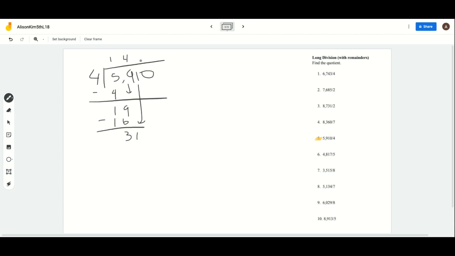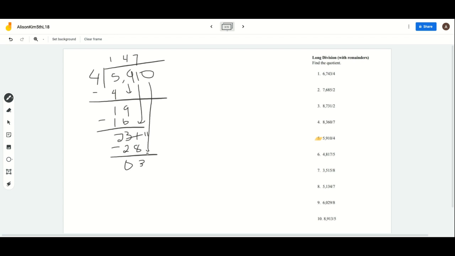4 times 8 equals 32, and that's a little bit too high, right? So we're going to stick with 7. And 7 times 4 equals 28. So we're going to do 31 minus 28, and we get 3. The 0 comes down. So we're going to bring down the 10 right here.